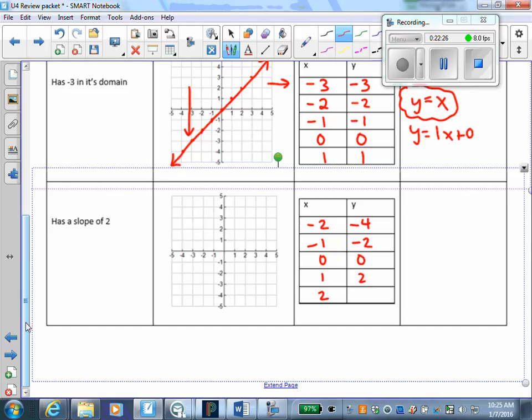So if I graph those: (-2, -4), (-1, -2), (0, 0), (1, 2), (2, 4). All right, this has a slope of 2. It's going up 2 and over 1. And my equation for this would be y equals, my slope was 2, so 2x plus my y-intercept is 0. So that actually just simplifies to y equals 2x.